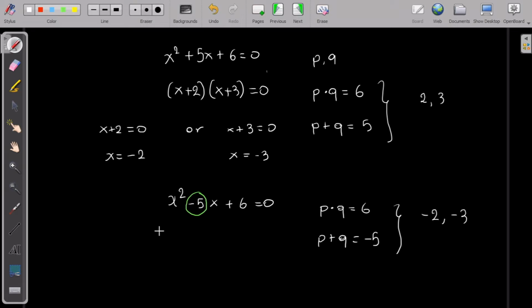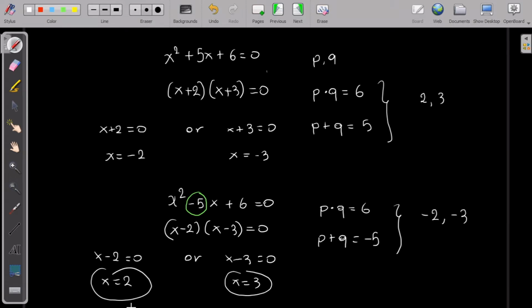So how can I write that? I can write it as x minus 2 times x minus 3 equals 0, which again, two things multiplied equal 0. It means that one thing should be 0 or the other thing should be 0. So from here, x is 2 or x is 3, and I found the solutions.